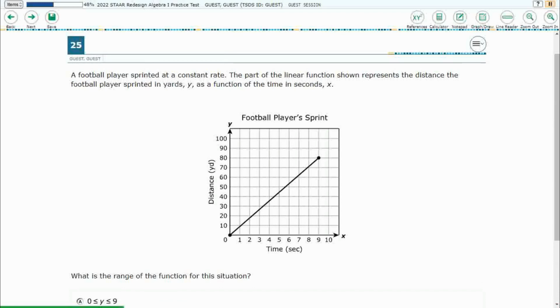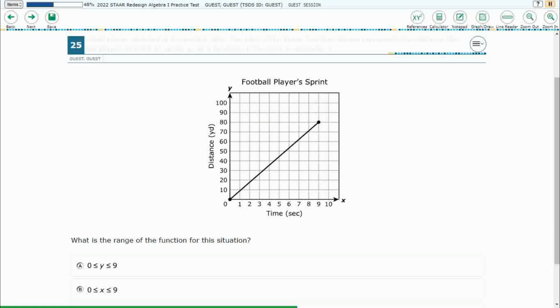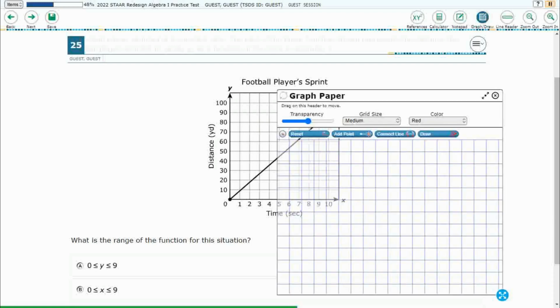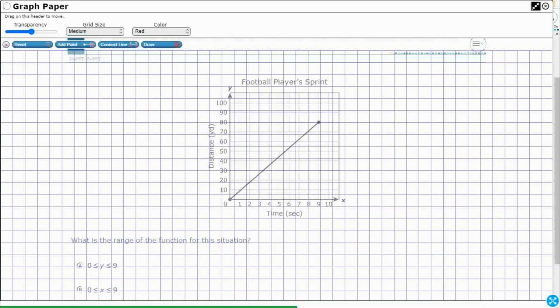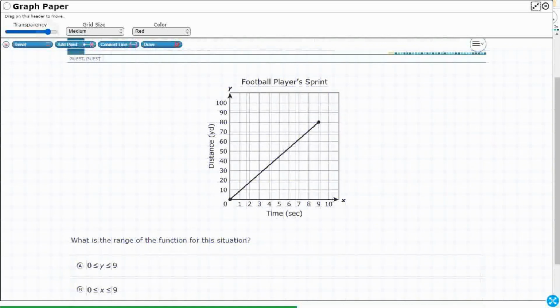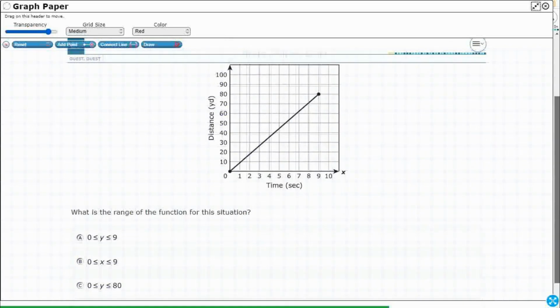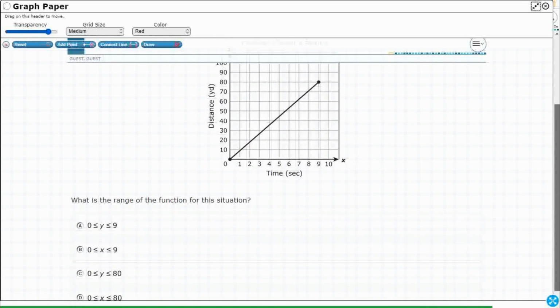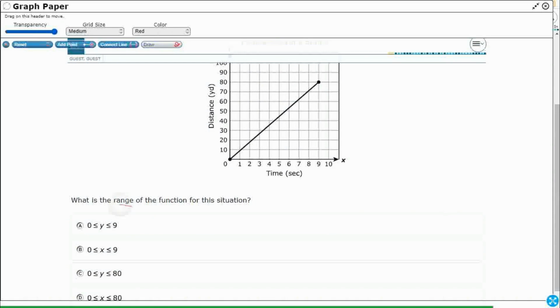All right, so we have a football player sprinting at a constant rate. So we've got a linear function here, which represents the distance in yards as a function of the time in seconds, and we're looking for the range. So let me open up my graph draw feature so I can draw all over this here, increase the transparency. I'm going to keep it just like this so we can kind of see what we're doing down here. And so we're looking for this range. That's kind of our key term.